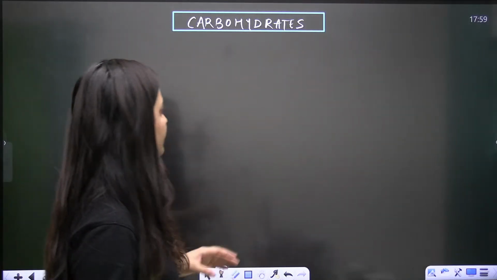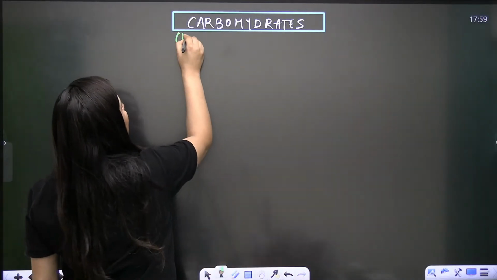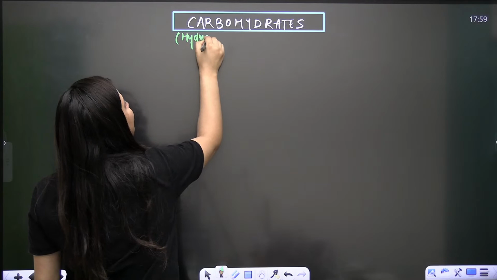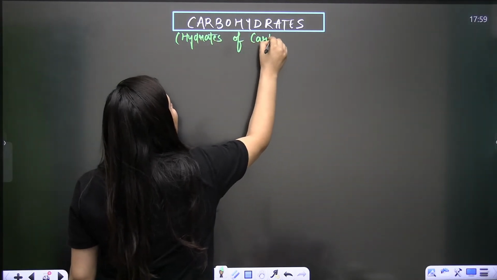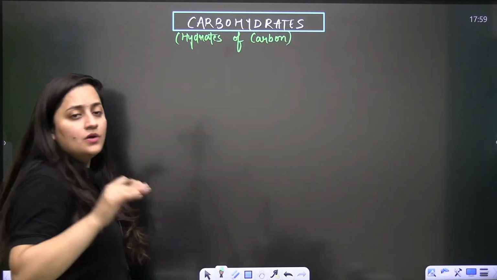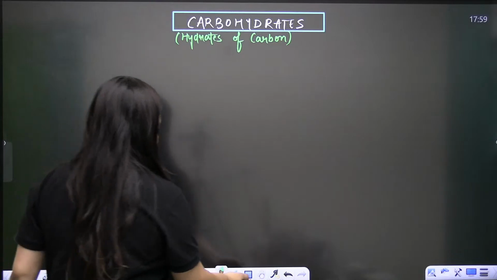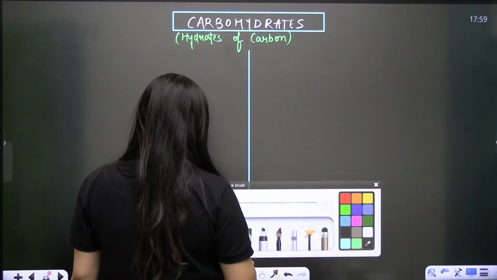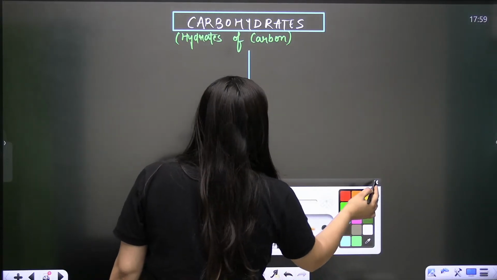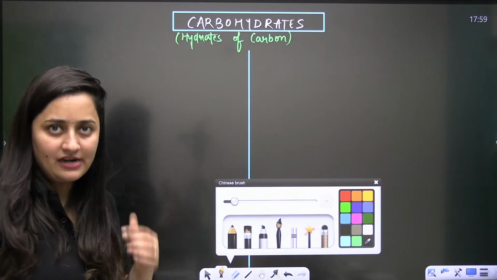See, that's very simple. Carbohydrates. The first thing that you need to know is that they are the hydrates of carbon. What are they? They are the hydrates of carbon. When you talk about these carbohydrates, if chemically I need to define it, first of all, what are they? They are the hydrates of carbon.